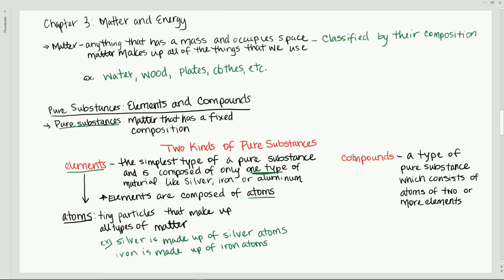Compounds are a type of pure substance which consists of atoms of two or more elements. So one of the most basic examples is water. So the chemical formula for water is H2O. So water consists of two atoms of hydrogen, which is H, and one atom of oxygen, which is the O. So no matter where you find water on the earth, it consists of two atoms of hydrogen and one atom of oxygen. So a compound is just anything that contains the atoms of two or more elements.